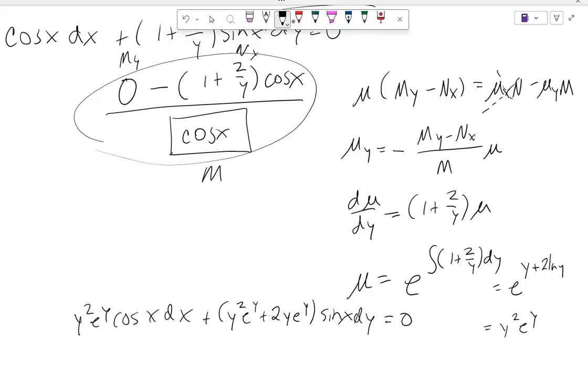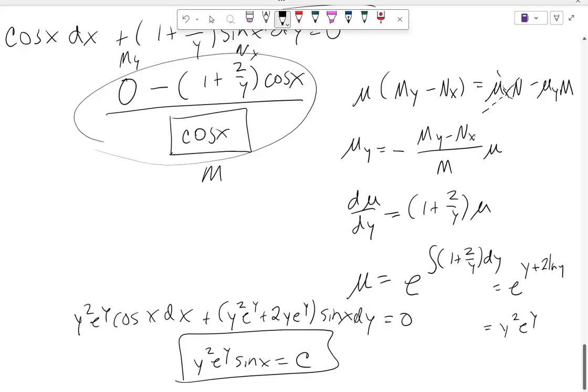Because if you start with y squared e to the y sine x, the derivative with respect to x is this, and the derivative with respect to y is this. If you go through our process for solving exact equations, the derivative of that arbitrary function will be 0. So you just get a constant in y. So the answer here turns out to be y squared e to the y sine x equals a constant.